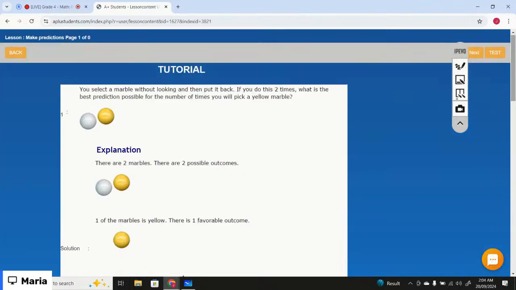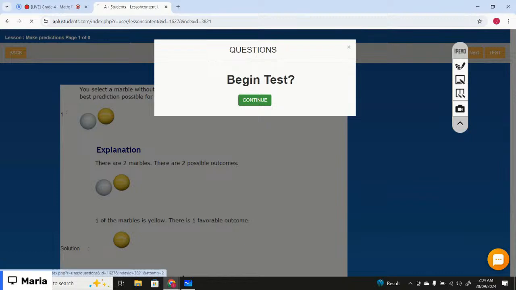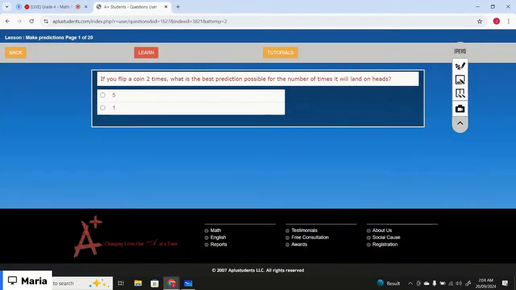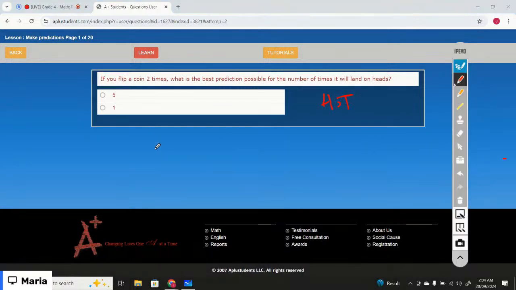Let's just start with the test questions. If you flip a coin 2 times, what is the best prediction possible for the number of times it will land on heads? When you flip a coin, you have only two options, head or tail, right? The probability of head is, you have only two outcomes, one out of two, right? Out of the two outcomes, one of them is head. So the probability of head is 1 by 2.